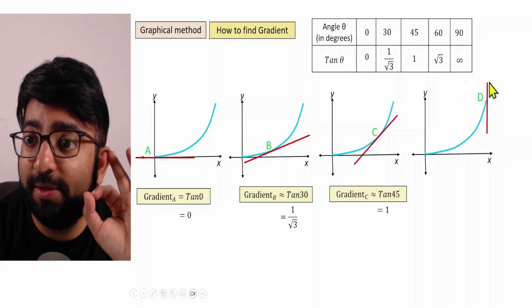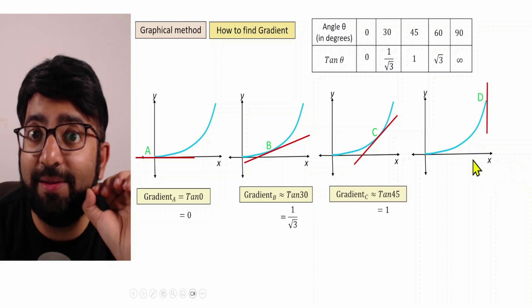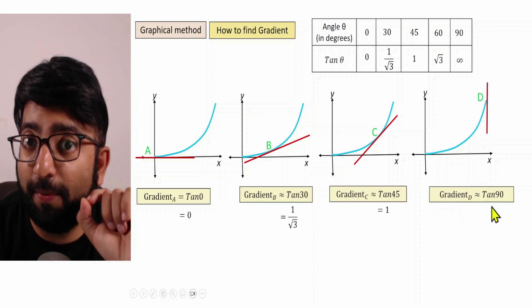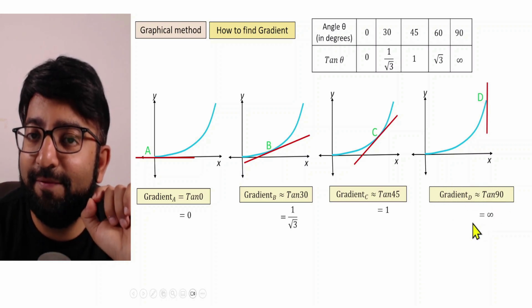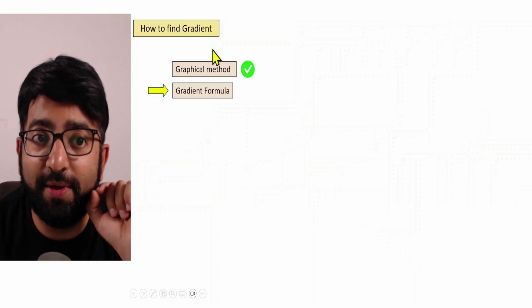Here we can observe that this red tangent line is perpendicular to the x-axis, which means the angle theta is 90 degrees. Hence, the gradient of the graph at the point D is approximately tan 90, which is infinite or not defined. And this is the graphical way to figure out the gradient.